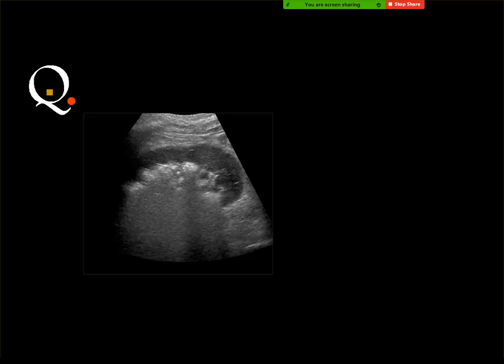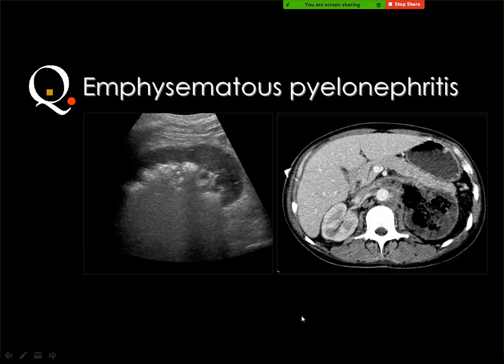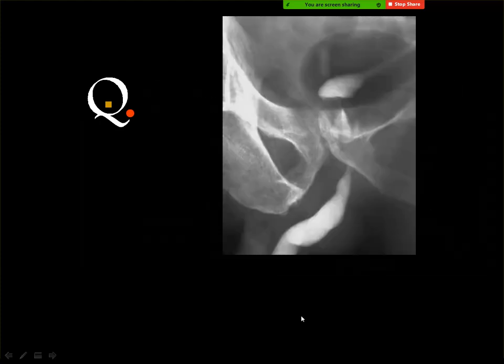Nephrocalcinosis. Emphysematous pyelonephritis. Yes, very good. You know that calculi and air will produce echogenic shadows. But in nephrocalcinosis, you will see the echogenicity within the renal parenchyma, but this is air within the collecting system as confirmed by the CT scan, and this is emphysematous pyelonephritis.